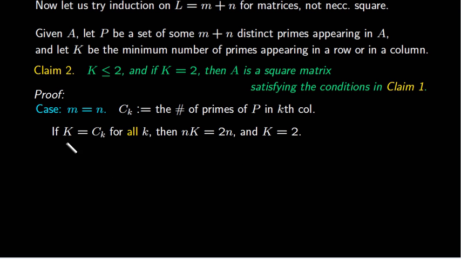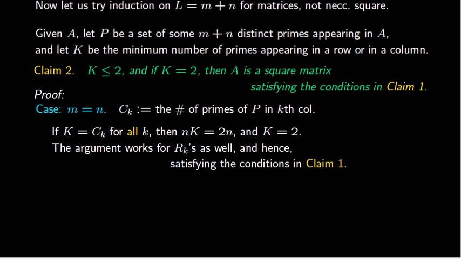The conclusion is that if k is equal to ck, there is no column that is more than this minimum number, then of course k equals 2. Everything is 2 in there. And if you do this argument along with the rows, that's exactly the same, so I wouldn't go through it.